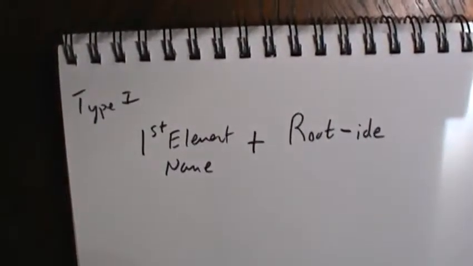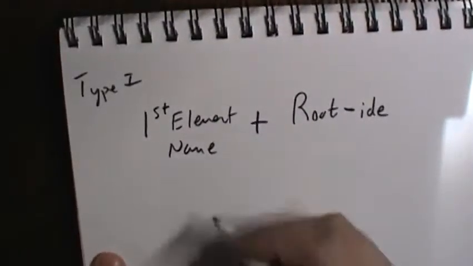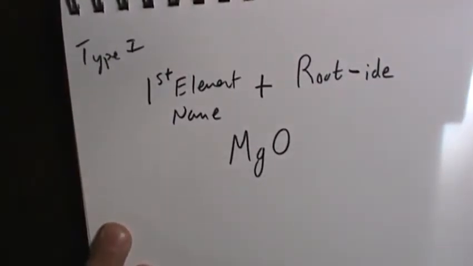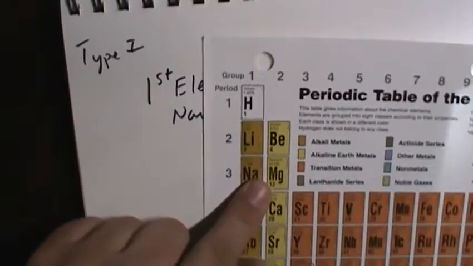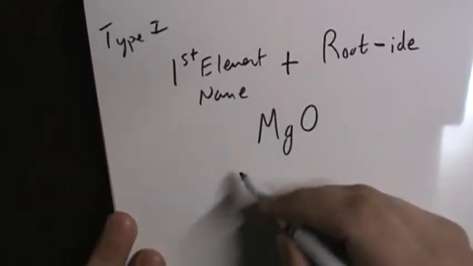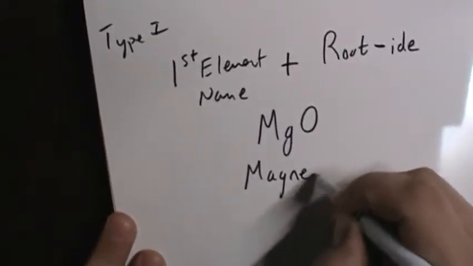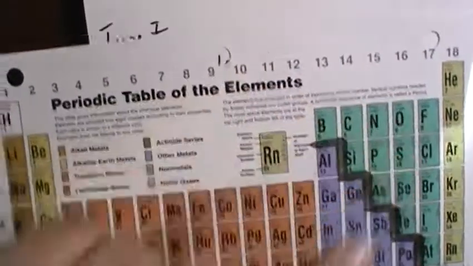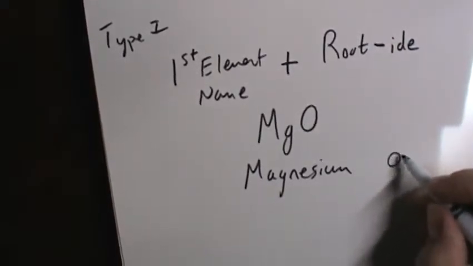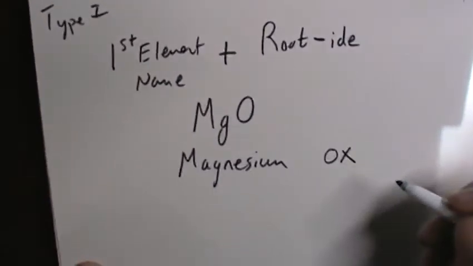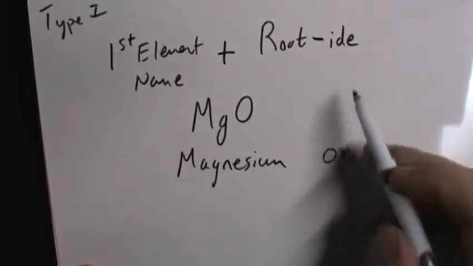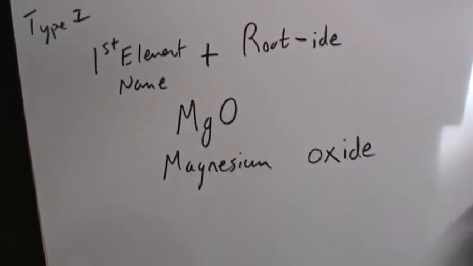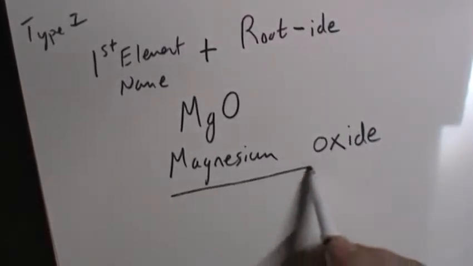Okay? For example, if we're looking at the compound MgO, Mg is magnesium in group 2. So I write the name magnesium. O represents the element oxygen. Now the root of oxygen is ox. I chop off the YGEN part and I replace it with the suffix IDE to show that it is in a compound. And we read this together, magnesium oxide.